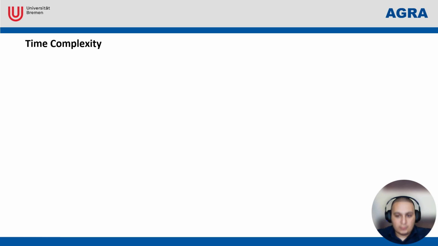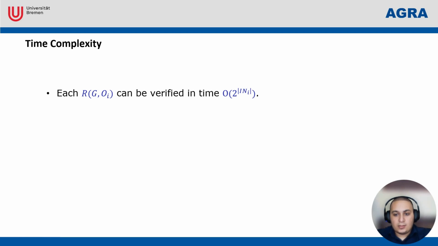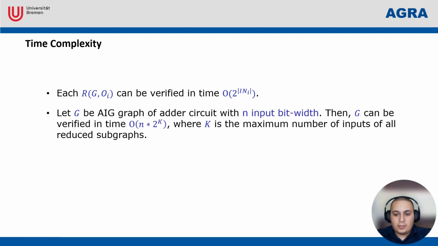Now for the time complexity, we can see that each subgraph relies only on the number of input nodes. More precisely, we can verify the reduced subgraph in time O(2^k), where k is the number of inputs. Finally, by taking the maximum number of inputs in all reduced subgraphs, we can see that the circuit can be verified in O(number of reduced subgraphs multiplied by 2^k).